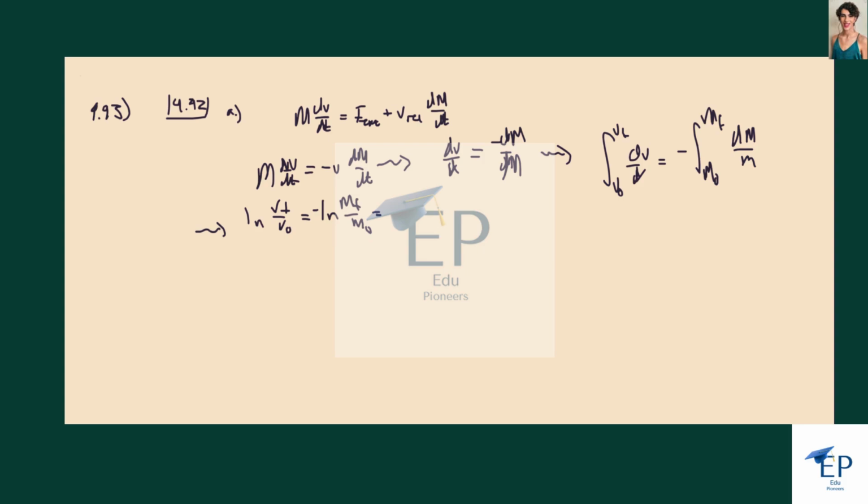And that's equal, we can put the minus sign inside and that flips the arguments, so we get the natural log of the initial mass over the final mass. And then we can solve for the final speed, which is equal to the initial speed times the initial mass over the initial mass plus dm/dt times t. There we have the final speed as a function of time.